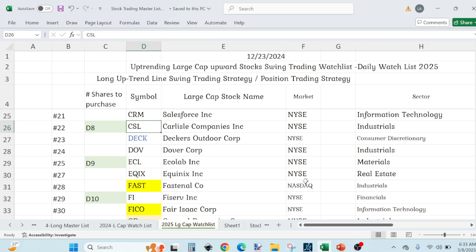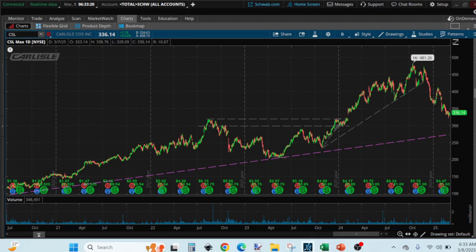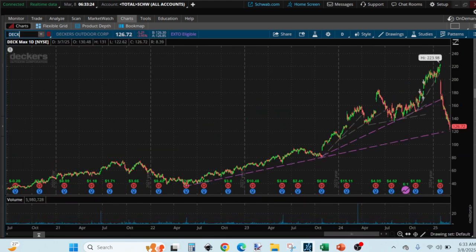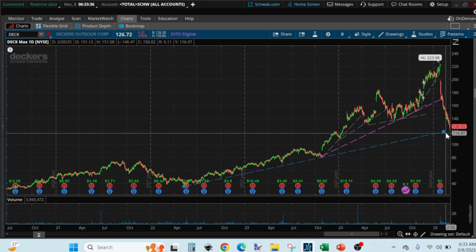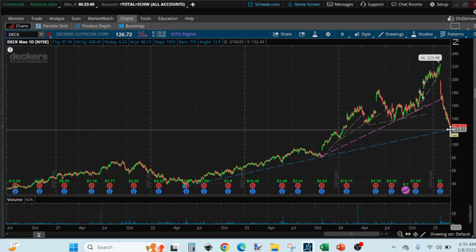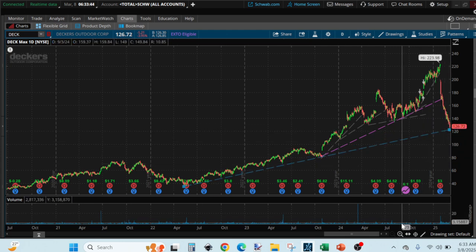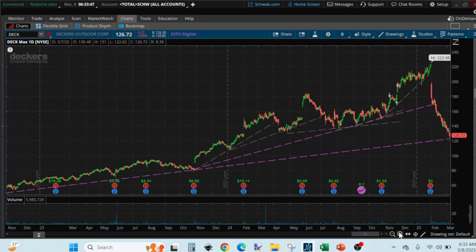The next one is DECK. I color it in blue because it could be going down. So it's going down and is even closer to the trend line. So I color code the watch list so that I know that those are the ones that are getting close to set.